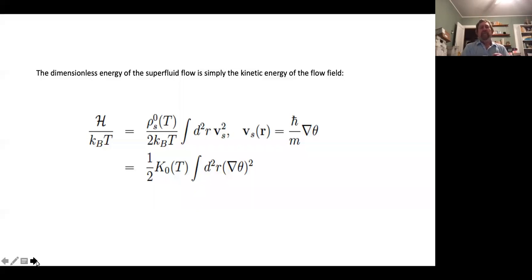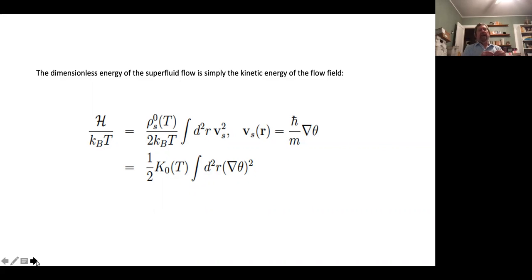Okay, so now what we need to do is some statistical mechanics. We need to compute the energy of the system divided by kT. kT has the dimension of energy, and H, the Hamiltonian, is the energy. So H over kT is a dimensionless quantity.